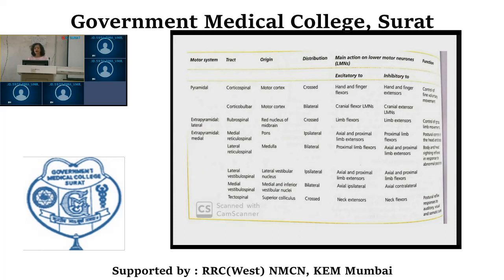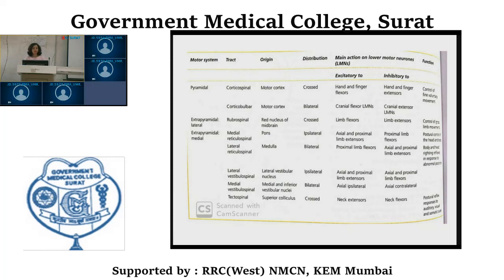These corticospinal tracts are excitatory to the hand and finger flexors. They excite the flexors of the hands and fingers, and they are inhibitory to the extensors of the hand and fingers. And they control the fine voluntary movements. The movements are voluntary, but they are the fine voluntary movements which are controlled primarily by the lateral corticospinal tract.